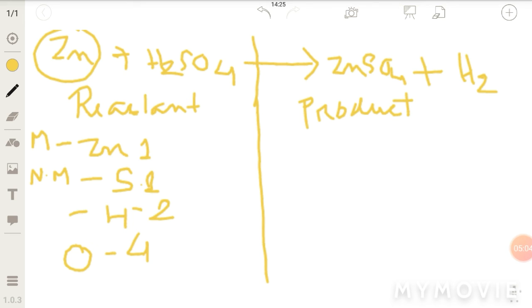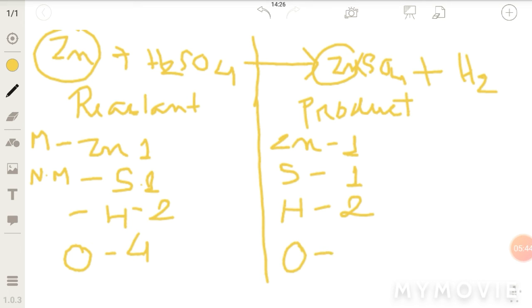Similarly, on the product side, first you identify the metal. Here zinc is a metal, so you write zinc. Then a non-metal, and the sulfur is the non-metal, so you write sulfur. Then you write the hydrogen and oxygen. So here zinc has a value 1, sulfur has also 1, hydrogen has 2, and oxygen has also 4.